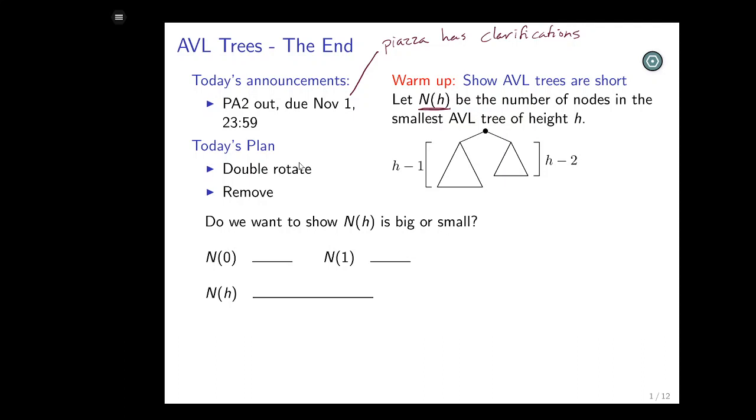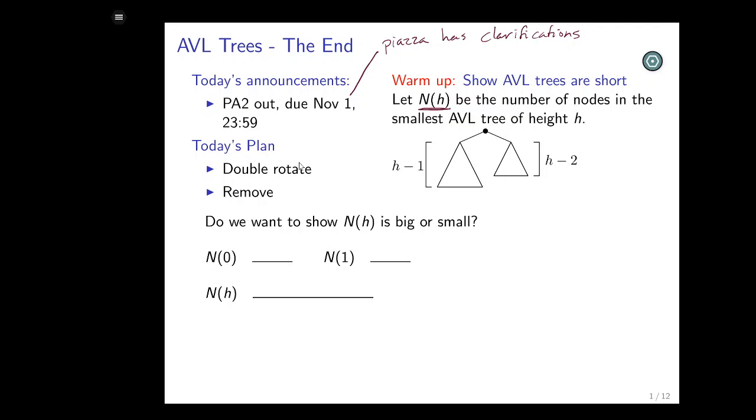And I'm going to, well, I don't know what the word is, encourage your intuition about the connection between the number of nodes in the smallest AVL tree and showing that all AVL trees are short by asking you the following two possible answer question. Do we want to show that n of h is big or small? If our goal is to show that AVL trees are short.